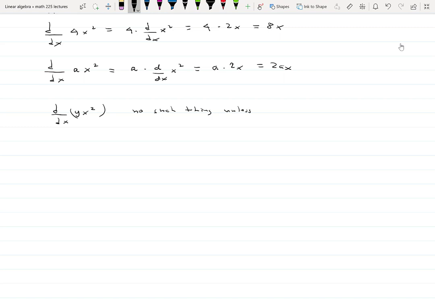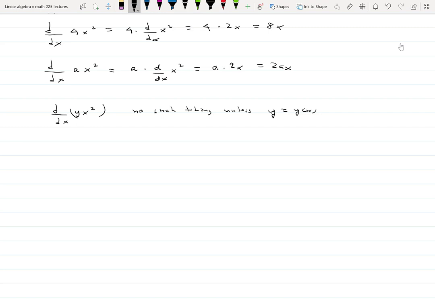Unless y is a function of x. Y is some function of x. Then we have something called implicit differentiation, and we can go forward with this. But in this course, we're not assuming necessarily that the two variables x and y in the function f of xy have any relationship between them.